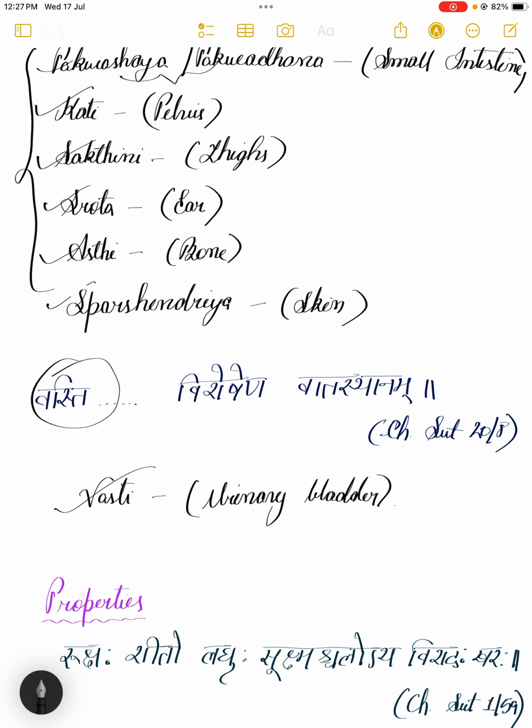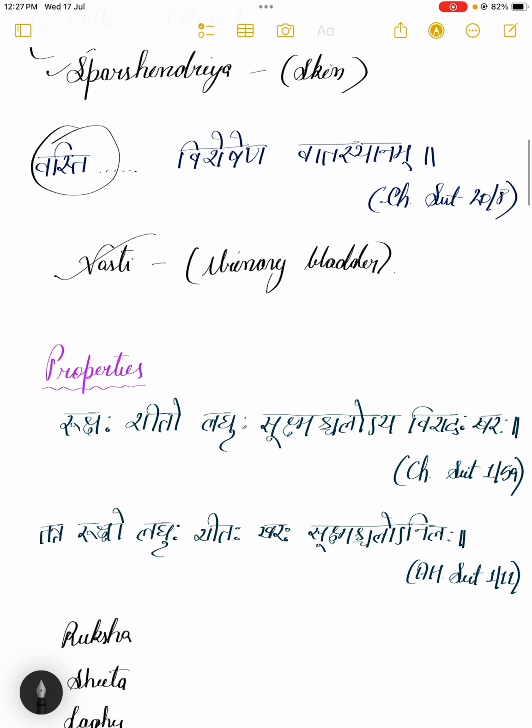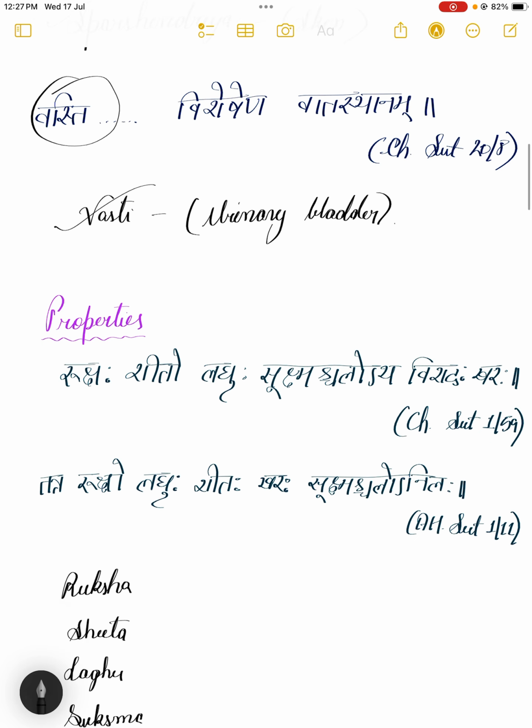Now let's study the properties. Acharya Charak in Sutrasthan has considered the following to be the properties of Vat dosh: Rukshaha Shita Laguhu Suksmaschalo Atha Vishada Kharaha. And Acharya Vagbhat in Ashtanga Hriday Sutrasthan has mentioned the following: Tatra Ruksha Laguhu Shitaha Khara Suksmaschalo Anila.